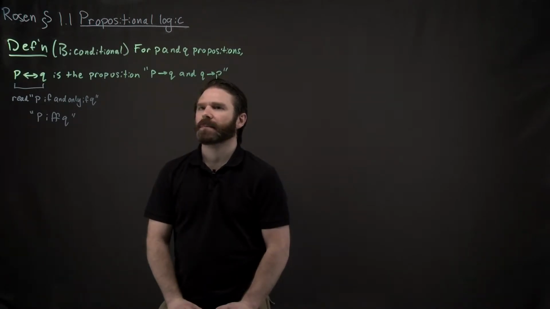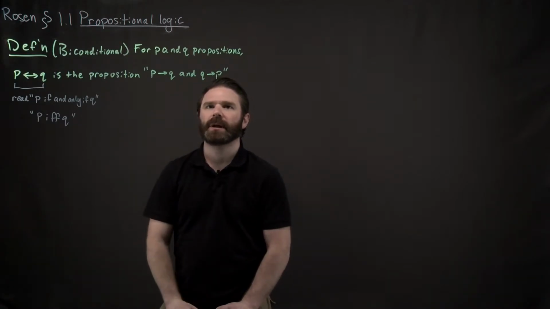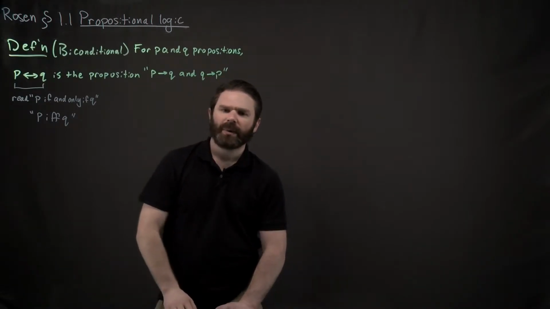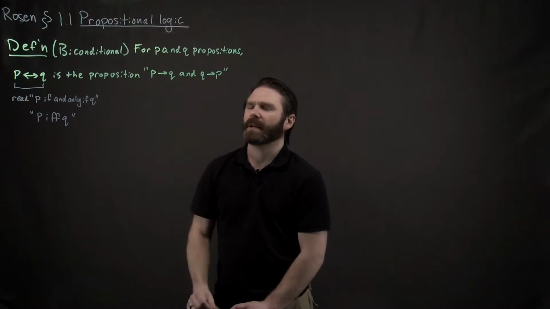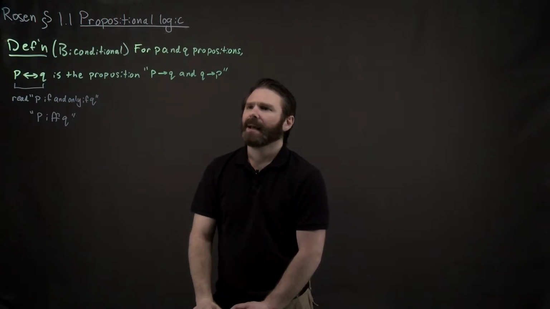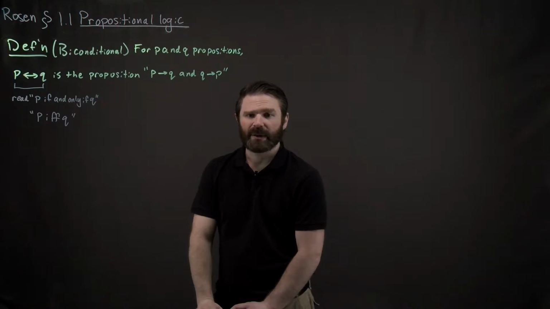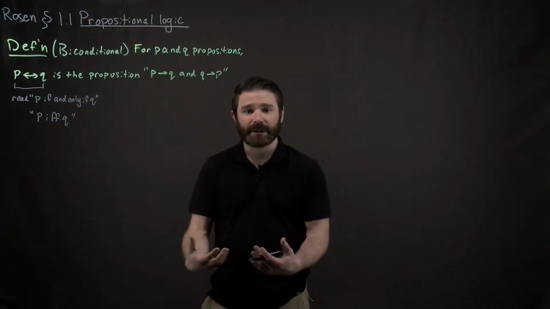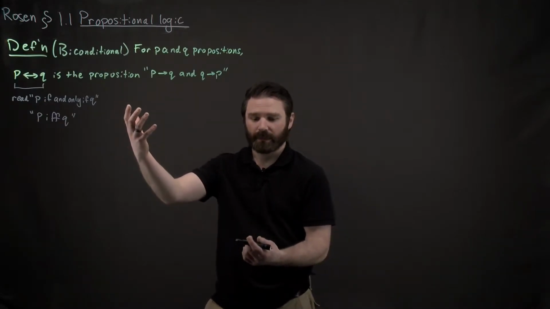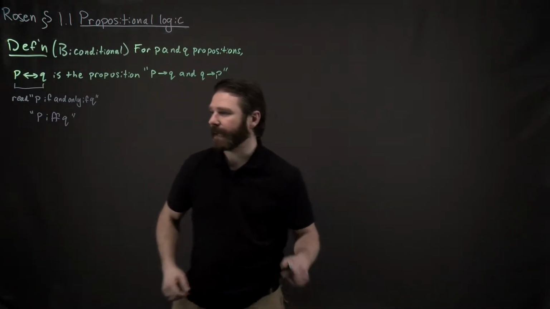So notice the definition of this biconditional right here. It's the proposition P implies Q and Q implies P. Well, we already know the truth table for P implies Q, and we could use that to figure out the truth table of Q implies P. And we already know the definition of and right here. So let's go ahead and try to figure out the truth table for the biconditional.